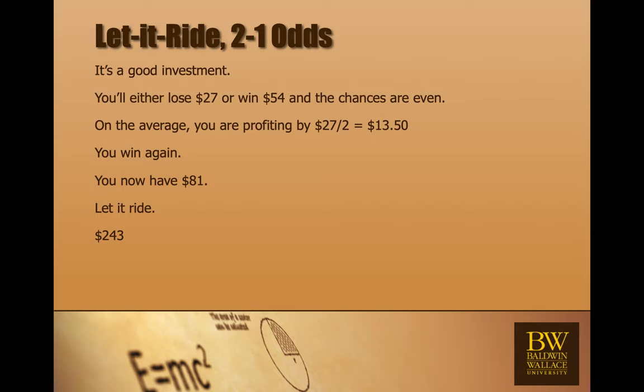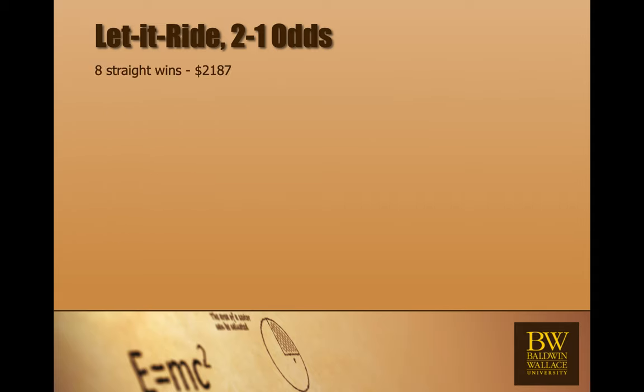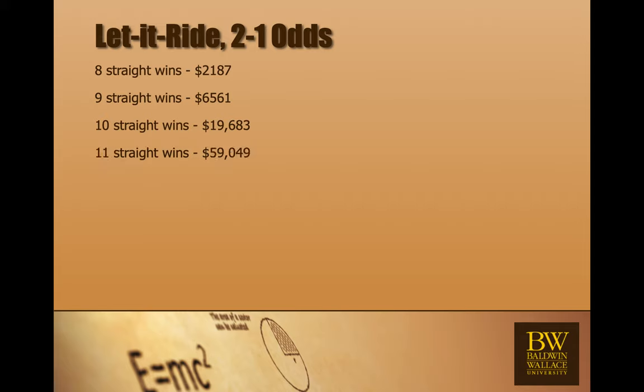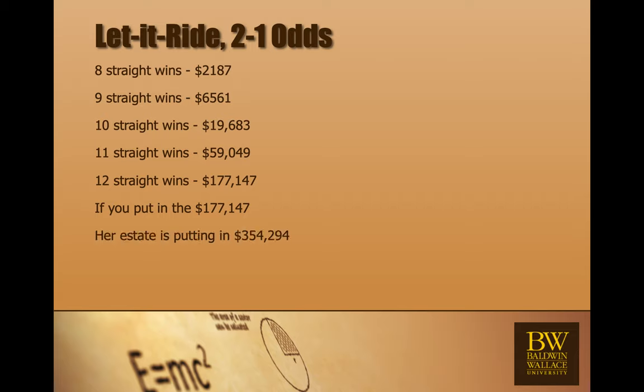You let it ride again, you got 243. Again, you're on a hot streak, 729. You win again, 2,187. 6,561. Are you starting to sweat? 10 straight wins, $19,683. 11 straight wins, $59,000. That'll get you a nice car. 12 straight wins will get you a house. If you put that in, her estate's putting in more than a third of a million.